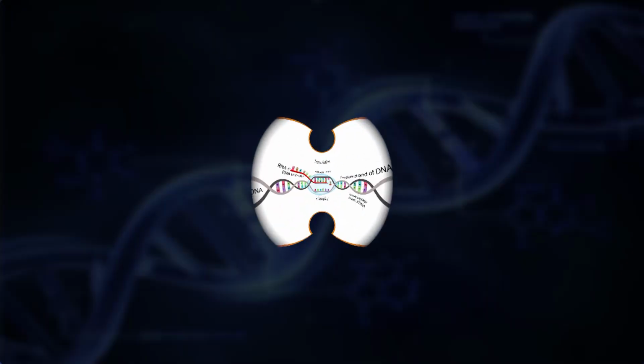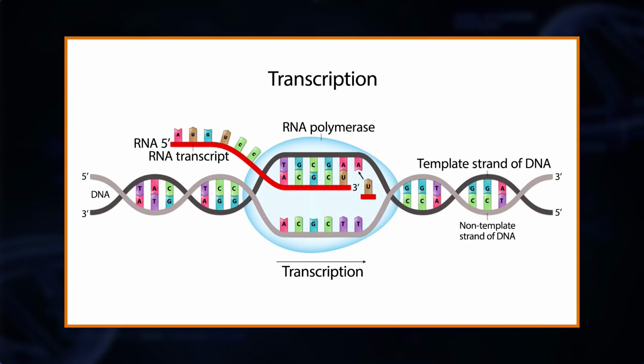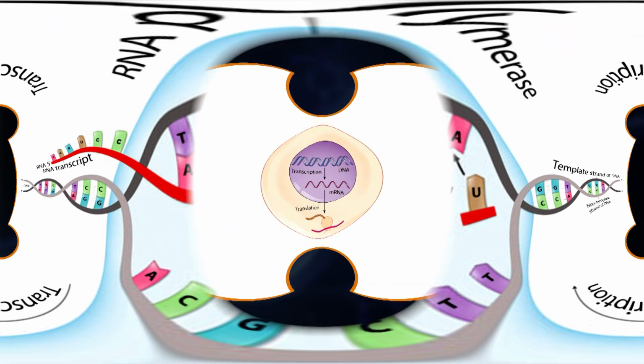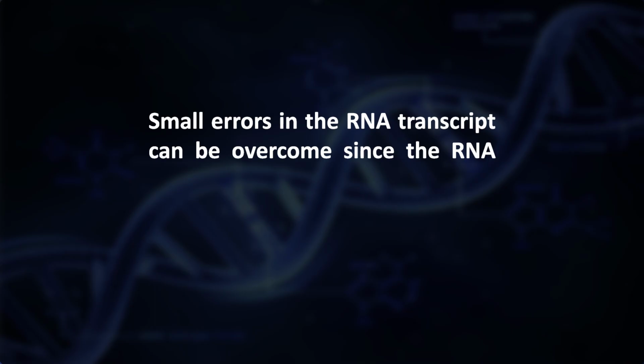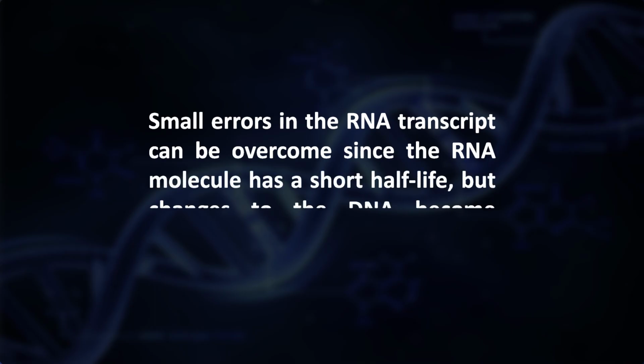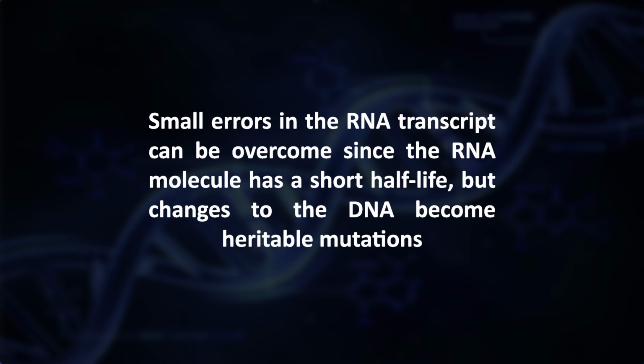resistant to degradation. Transcription maintains the link between these two molecules and allows cells to use a stable nucleic acid as the genetic material while retaining most of their protein synthesis machinery. In addition, separating DNA from the site for protein synthesis also protects genetic material from the biochemical and biophysical stresses of complex multi-layered processes. Small errors in the RNA transcript can be overcome since the RNA molecule has a short half-life, but change to the DNA becomes heritable mutations.